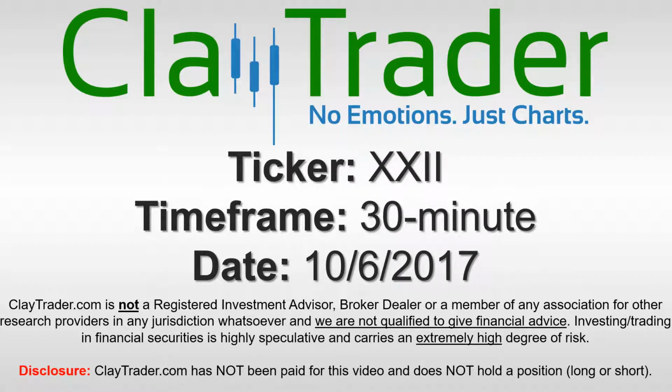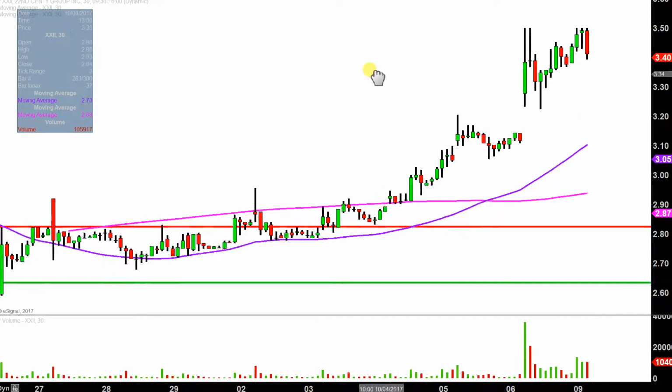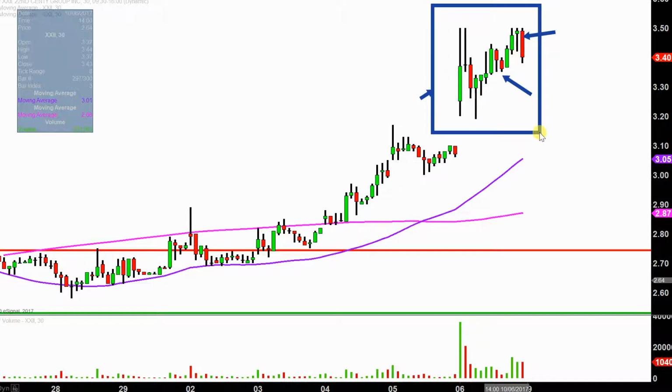We will take a look at the 30-minute time frame. Real quick, what do I mean by 30-minute in case maybe you're new to charts? Instead of each one of these candlesticks representing one day's worth of price action, which is what you would normally see, each one represents 30 minutes. So while this may look like several days' worth of time, it's actually just today's price action broken down into 30-minute time slices.